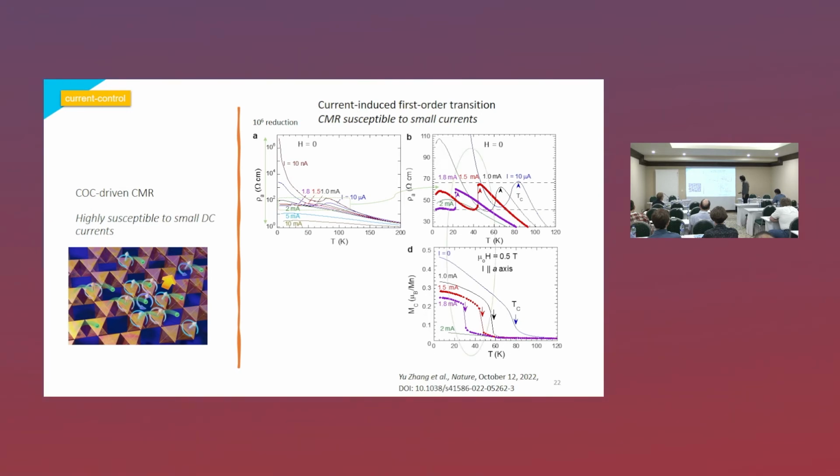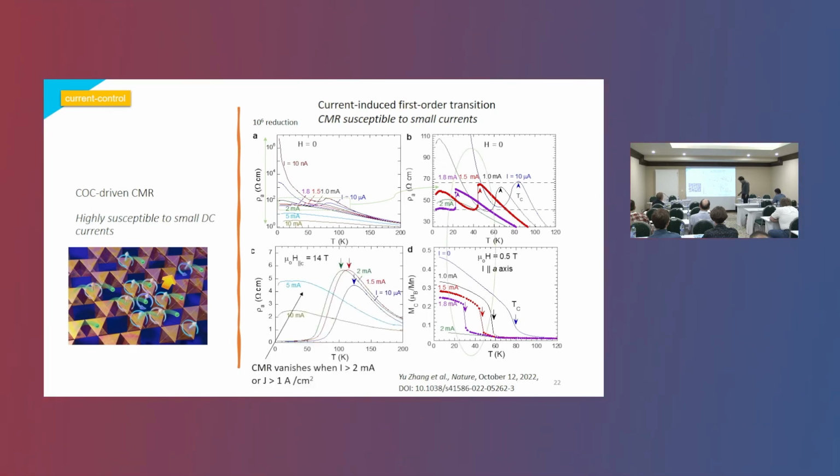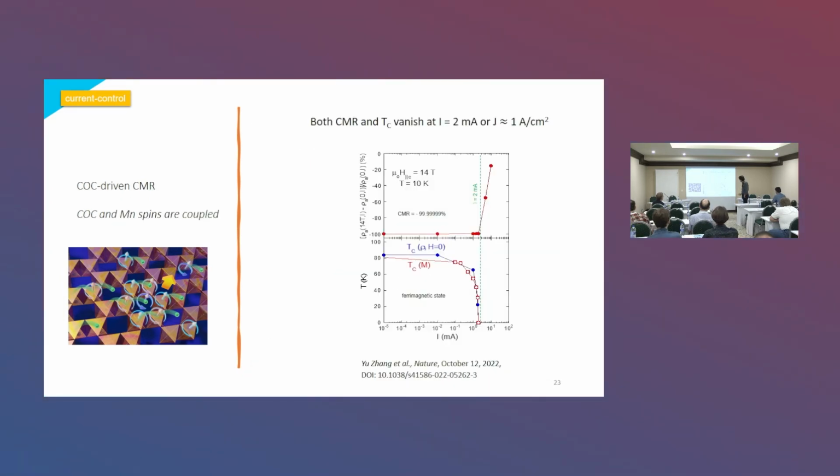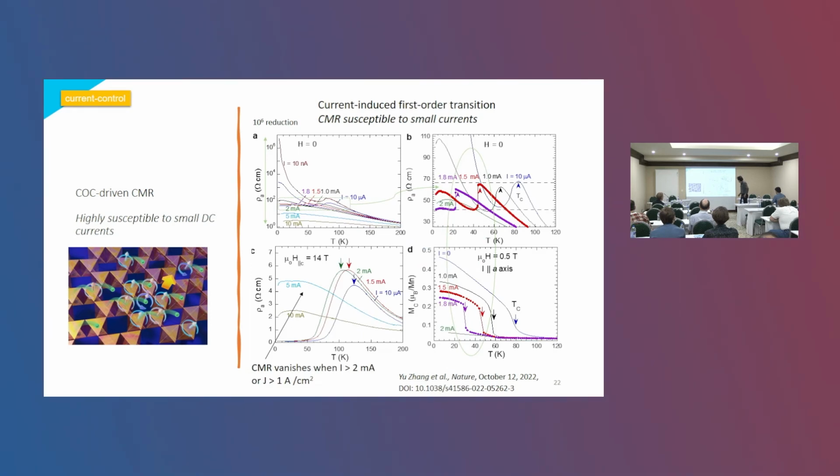Okay, so then this is three boxes without field. So now we apply field. This is again along the C-axis. The magnetic field effect is to pull this TC back to higher temperatures. So we see that. And then this is at different currents.